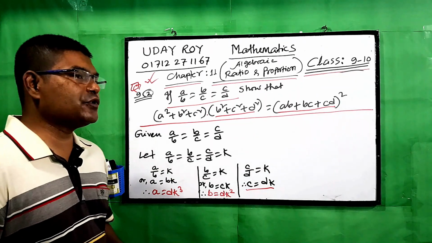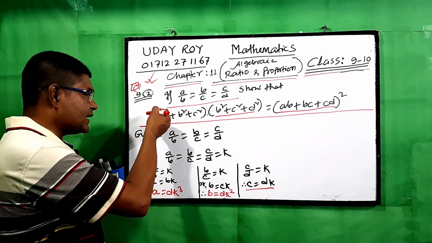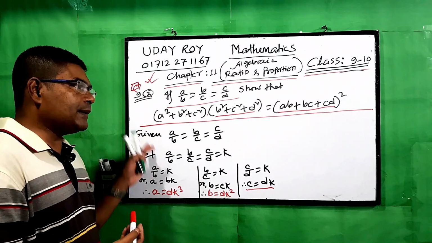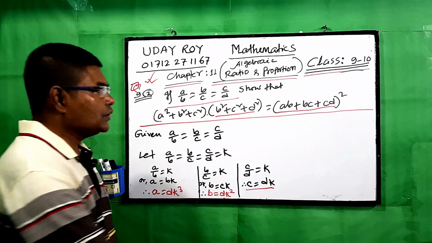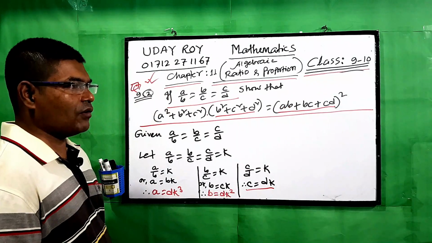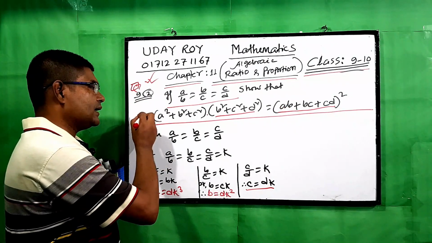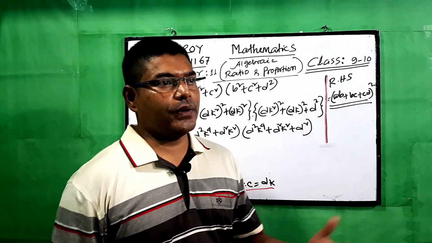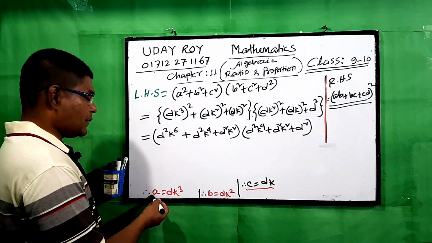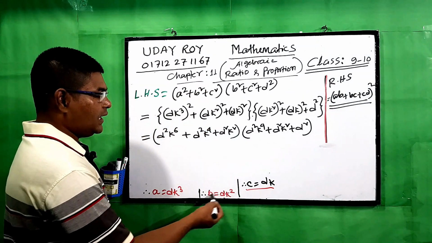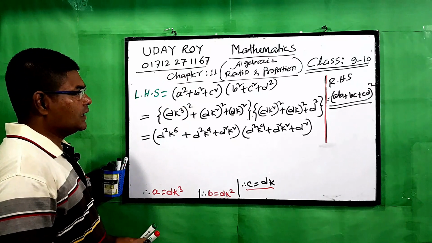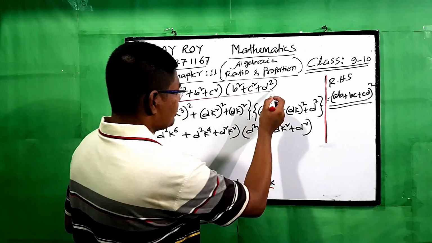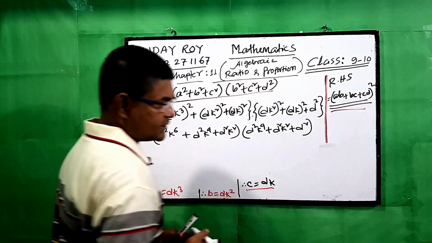Now we have to put the values in the left hand side and right hand side. After completing the left hand side, we will do the right hand side. So now follow the board in the left hand side. Please come back to the board. Already we have got the values of a, b and c. Now this is the left hand side and this is the right hand side.